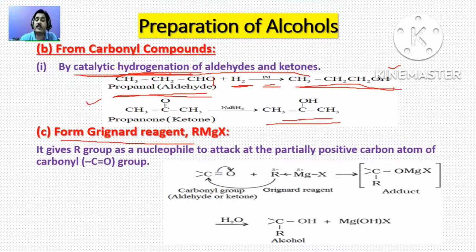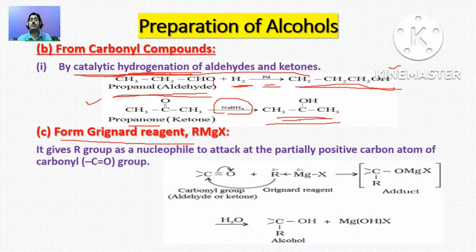Here a ketone is there, the carbonyl group C=O is present, CH3, CH3, three carbons are there, so it is called propanone. When sodium borohydride is present along with the propanone, then alcohol will be formed, CH3CHOHCH3, isopropyl alcohol.